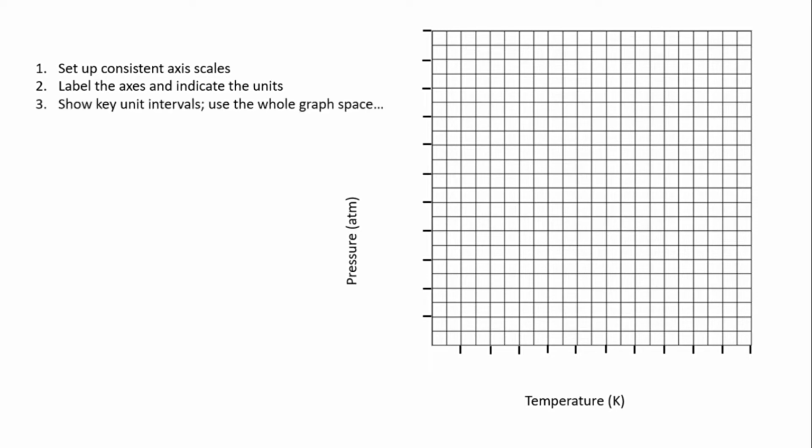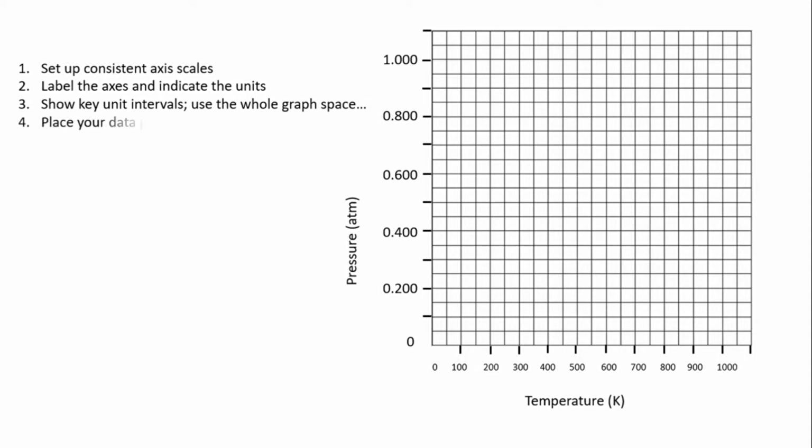Next, I want to put the key unit intervals, and I want to use the whole graph space if possible. So on the x-axis, I'm going to go in intervals of 100 K. So each 2 squares is going to represent an increment of 100 Kelvin. On the y-axis, each interval is going to be 0.100 atmospheres, but notice that in order for it not to be so crammed, I'm only displaying the intervals every 0.2 units of atmosphere, all the way to 1.000 atmospheres. Okay, I have my graph.